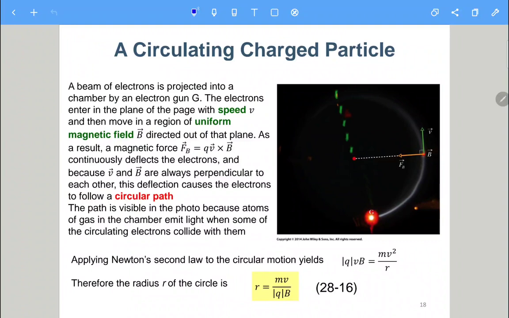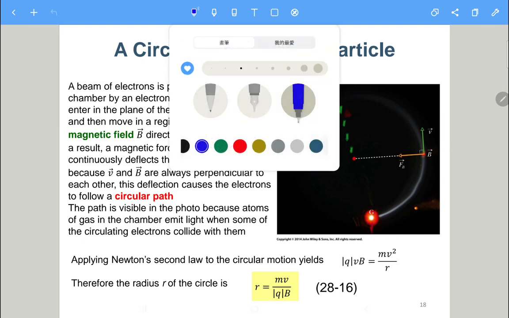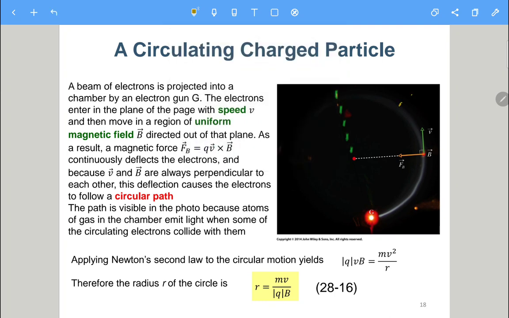I suppose I'll finish chapter 28 today. The next section is about circulating charged particles. Now we assume that there is a B field pointing out of the page. Of course, we assume the B field is uniform over the whole space.